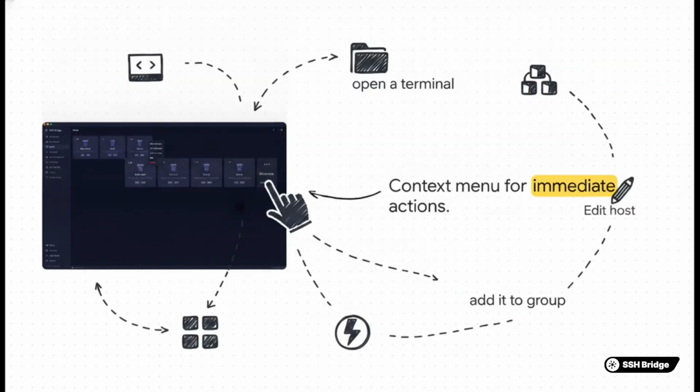And speaking of clicks, let's take a look at the context menu. By clicking the 3 dots on any host card, you unlock some really powerful, immediate actions. You don't just have to open a terminal. You save a ton of time by instantly launching the built-in SFTP browser right from that menu. You can edit the host, add it to a group, or jump straight into an SSH connection. It just keeps your workflow incredibly tight.